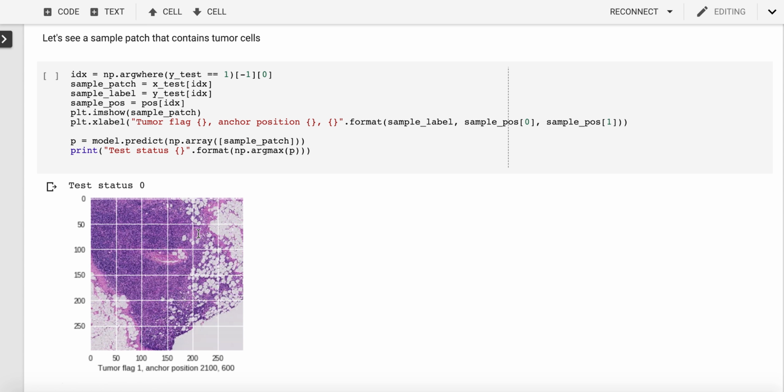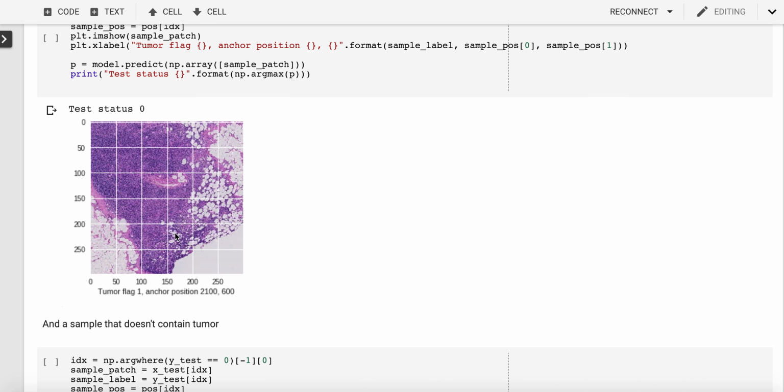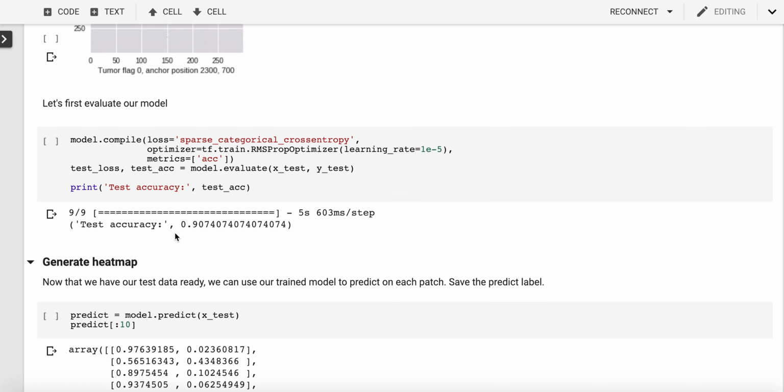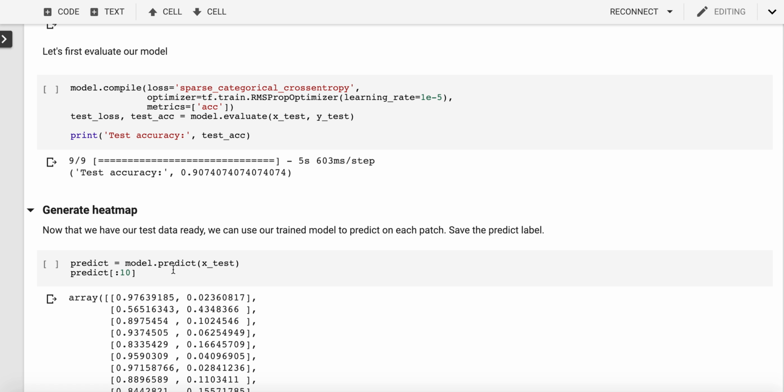And then, first of all, let's take a look. Yeah. And finally, we evaluate our model. We can see the test accuracy is around 90%, but it's not very convincing because we have this huge imbalance of data. Anyway, after we have our predictions, we can generate the heat map.